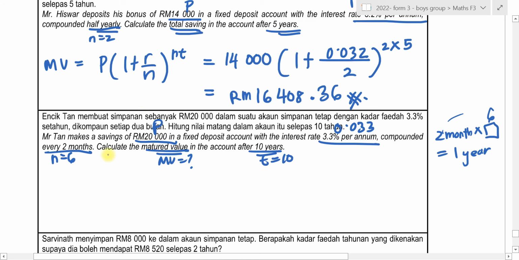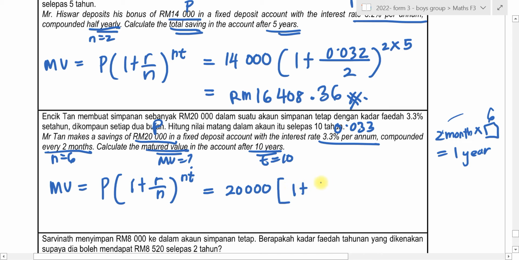Okay, right. So we plug everything into the formula. MV equal to, every time I will write the formula. Okay, that's how we deal. In the higher level, we won't straight away substitute everything like a mad person. You need to show what is the formula you are using. So the principal is 20,000, and then 1 plus R, R is 0.033 over by N. N is equal to 6. And then the 6 you multiply with the time. Time is 10 years, so you times by 10.